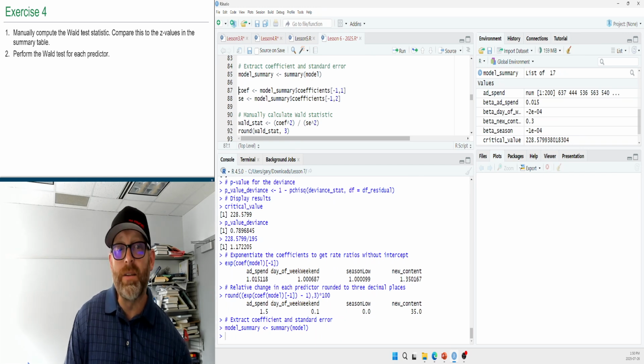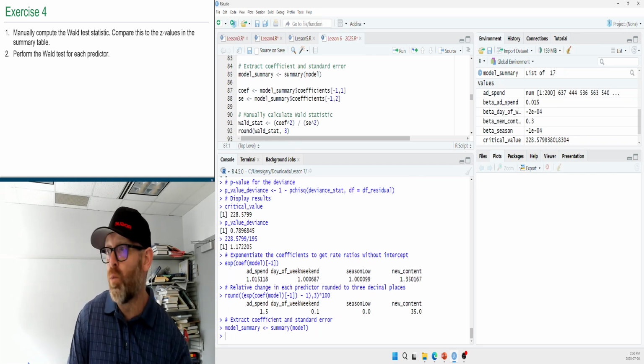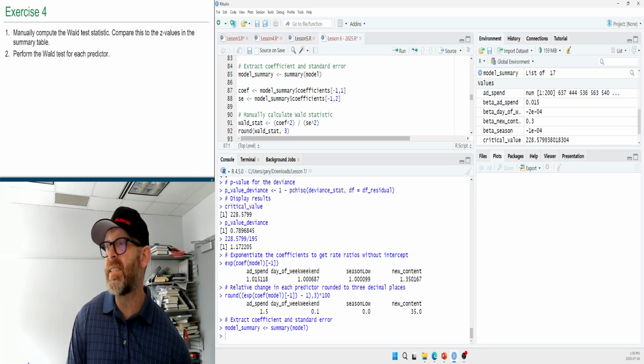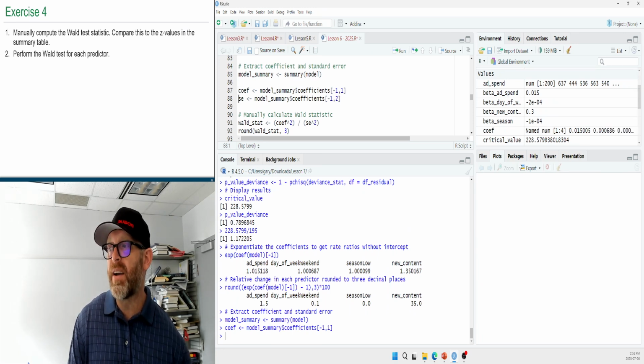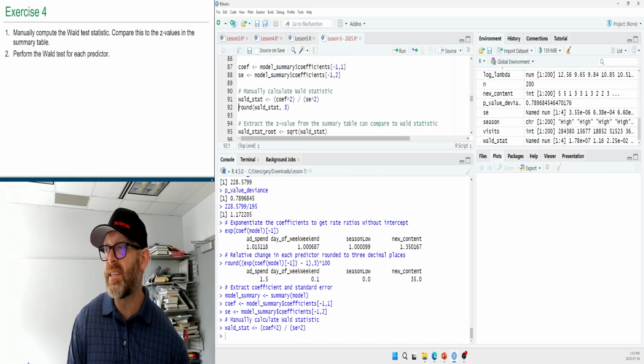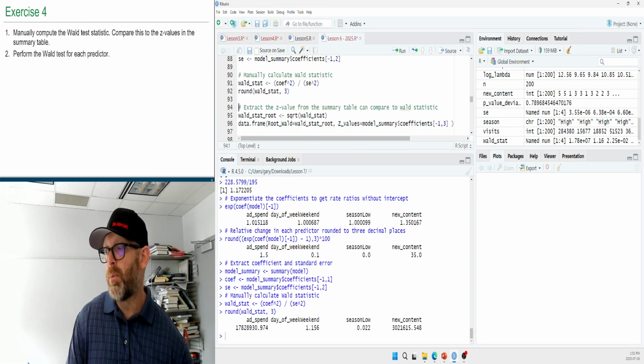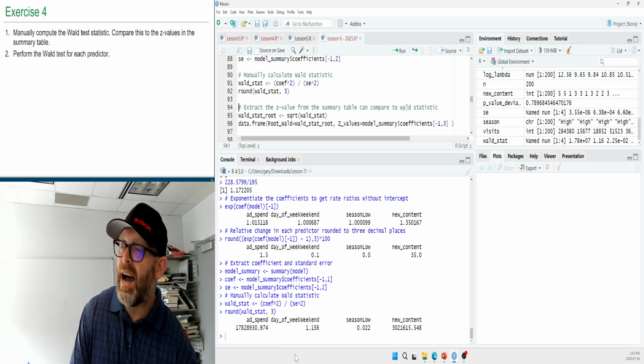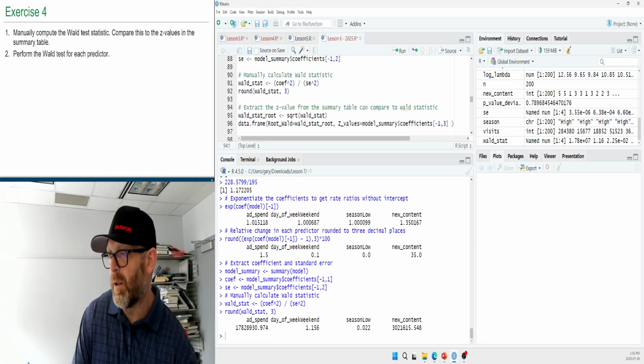So what I'm going to do, because the first part asked me to manually calculate the Wald statistic, which is just taking the coefficients, squaring them, divided by the standard error squared of the variance here. So I'm grabbing a vector for the coefficients, I'm grabbing a vector for the standard error, I'm creating that Wald test, which is the ratio between the two, and I'm printing those out here. So I have my Wald test for each one of these. I have advertising expenditure incredibly high, new content incredibly high, day of the week, weekend, or day of the week, seasons. These are incredibly small.